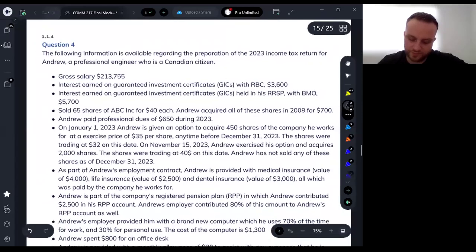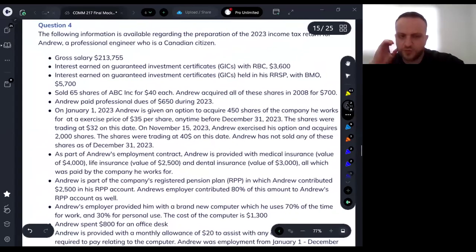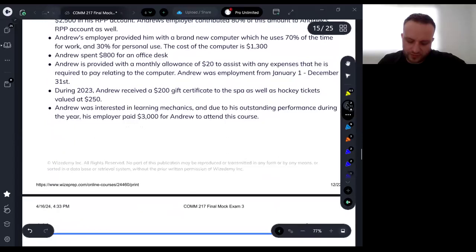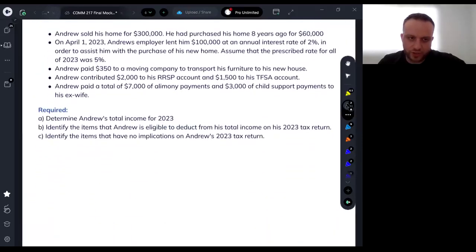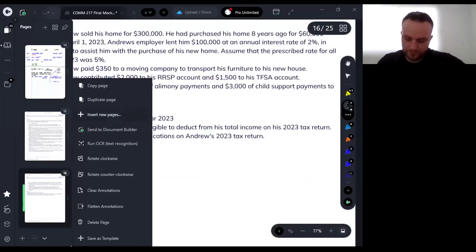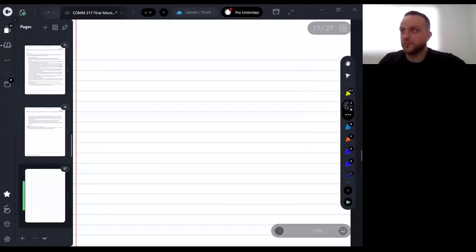Question 4. So I put a lot of stuff on taxes. Let me know how it comes up after the exam. The following information is regarding the preparation of the 2023 income tax return for Andrew, who's a professional engineer and a Canadian citizen. They want to know what's his total income, identify items that he's eligible to deduct from his total income, and what items have no implications.